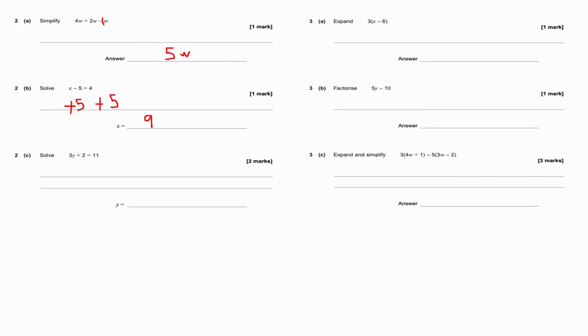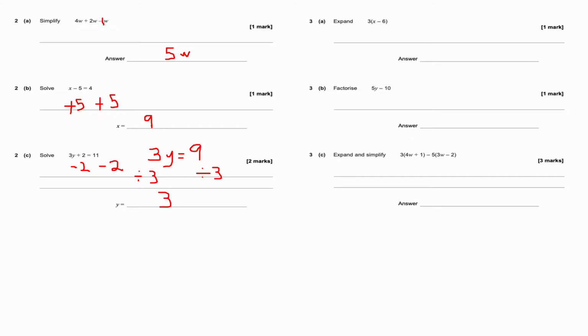Okay, question 2C, solve this equation. It's a two-step equation. So I'm going to subtract 2 on both sides. I get 3y is equal to 9. Dividing both sides by 3 gets me y on its own. Okay, so 9 divided by 3 is 3. So y is equal to 3, guys.